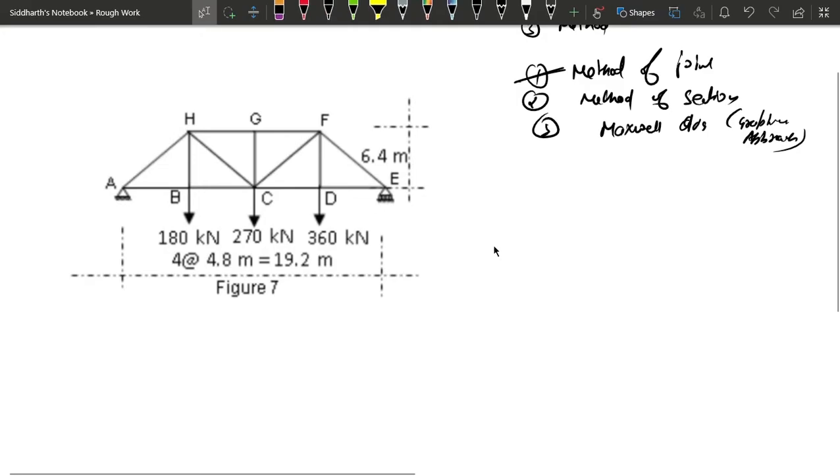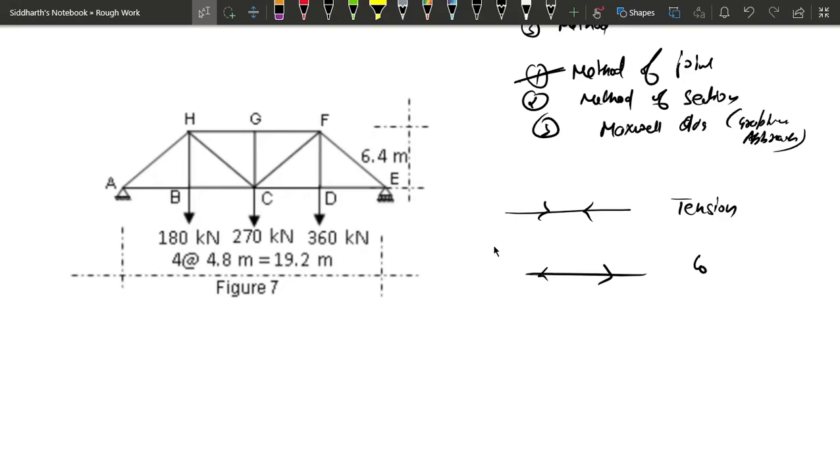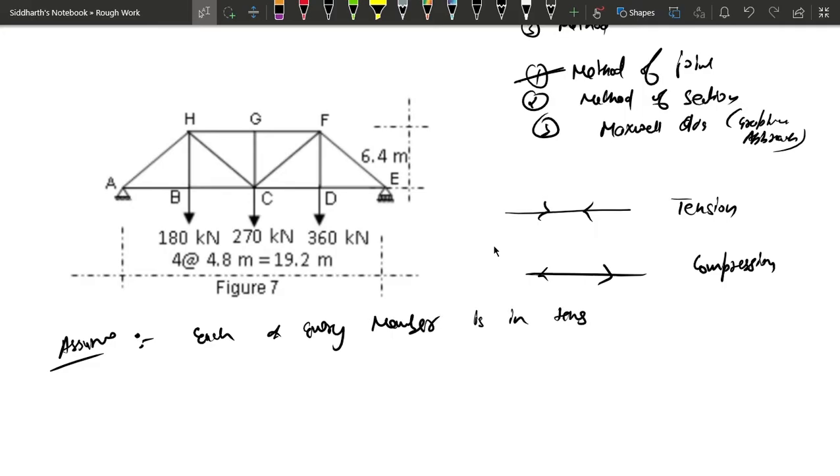Before starting, I would like to tell you that this is how we define tension in a member force, and this is how we define compression in a member force. And we will assume before starting the analysis that each and every member is in tension. So the force will be like this in each and every member.